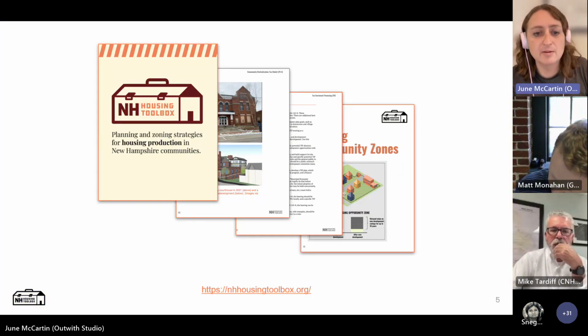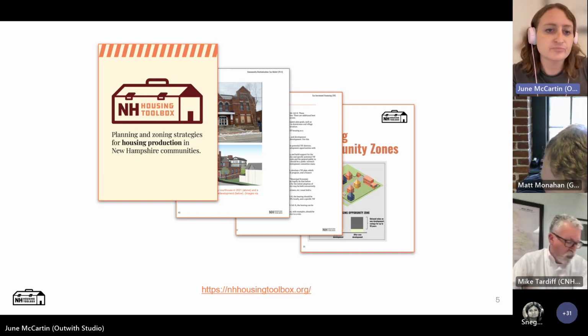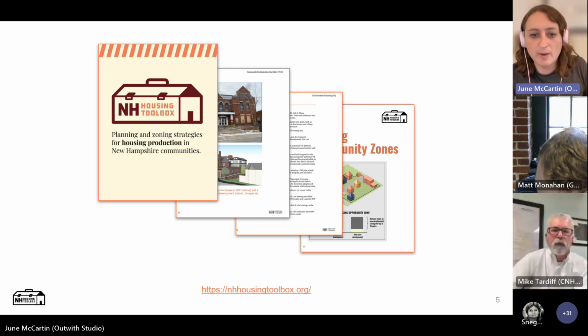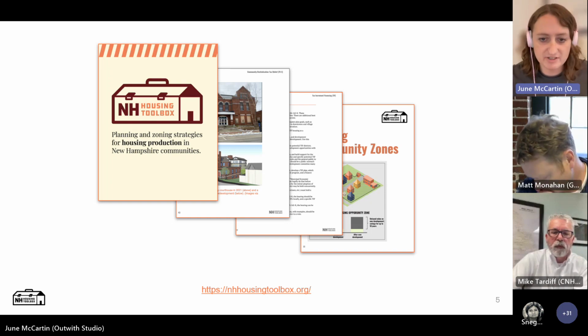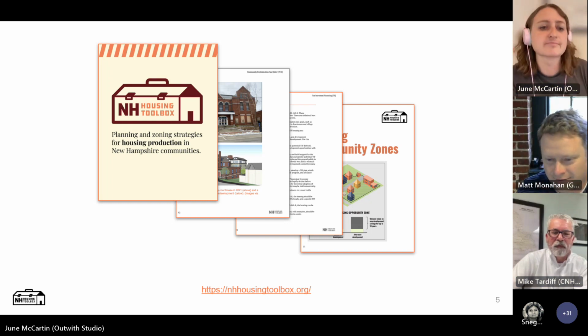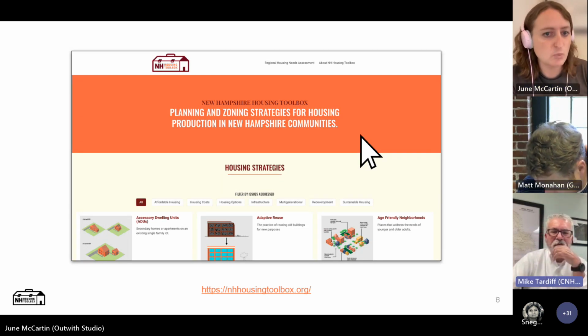The toolbox lives in two formats. There's a PDF download and an interactive website. Both are available at nhhousingtoolbox.org. And that went live officially as of this morning. So very exciting. And there's a screenshot of the website there.